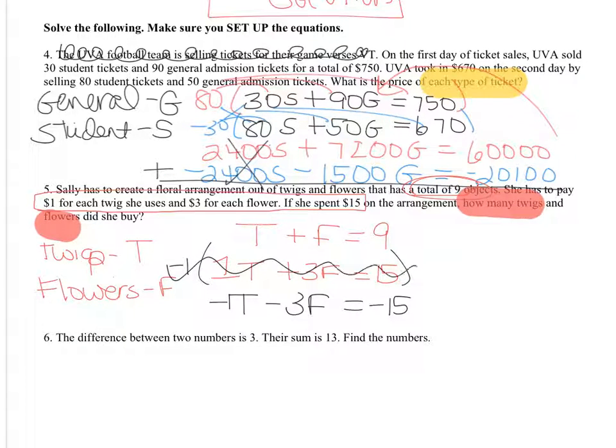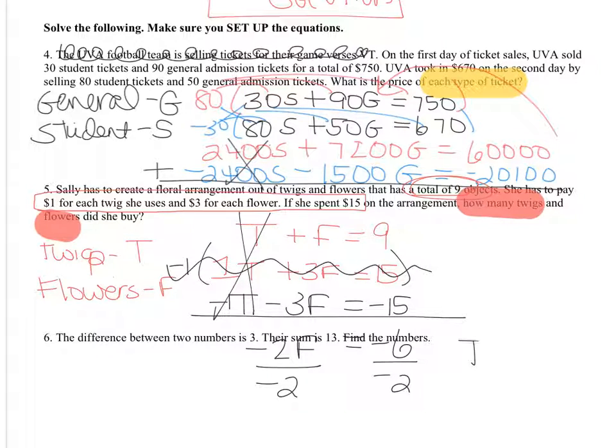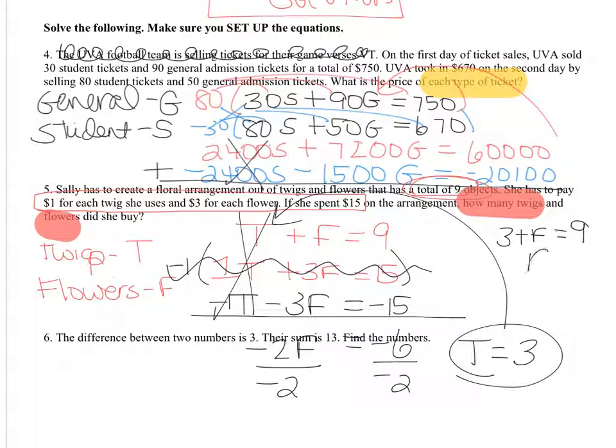So cross this out because I used it. Add them up. 9 and negative 15 is negative 6. F and negative 3f makes negative 2f. My t's eliminate. Divide by negative 2. So t equals 3. So if I use 3 twigs, I'm going to plug it in. 3 plus f equals 9. So f equals 6. So she used 6 flowers and 3 twigs to make this arrangement.